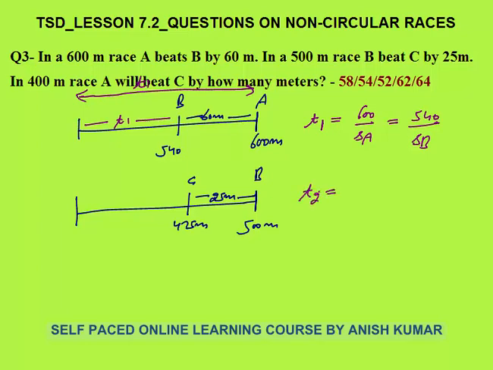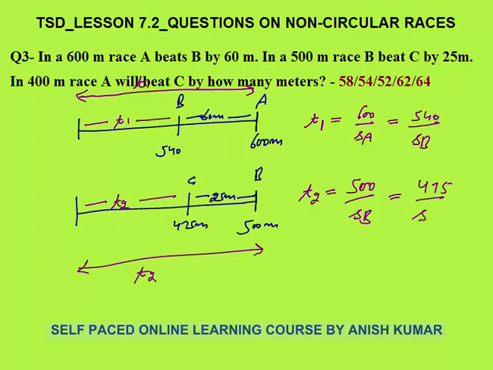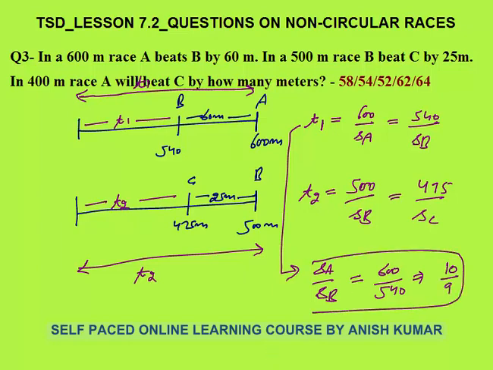Similarly, in T2 time, B covered 500 meters with the speed of SB. In the same T2 time, C covered 475 with the speed of SC. So from the first equation you will get SA upon SB will be 600 by 540, that is 10 by 9.